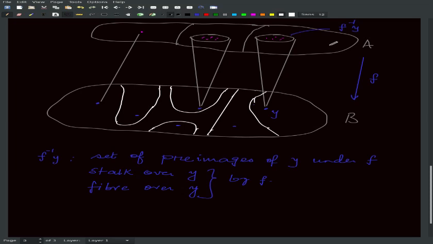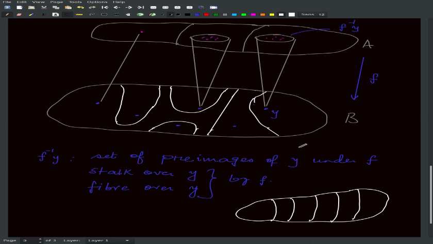So you see over here, this is another way to look into this equivalence relation business. So here you had a partition. Now here is another partition.